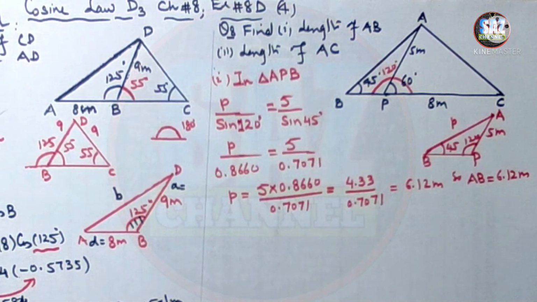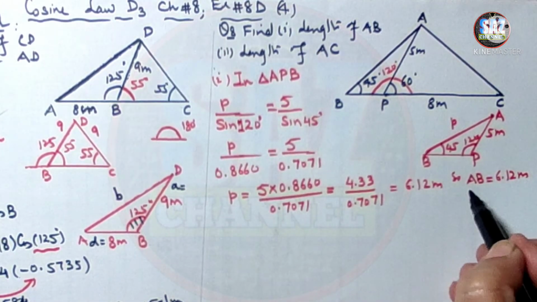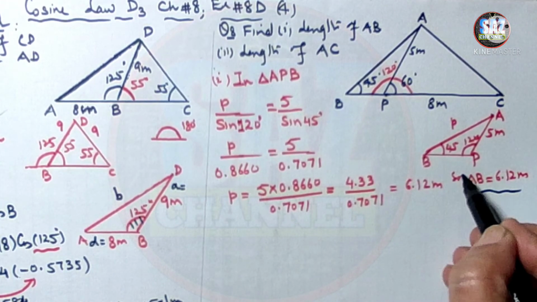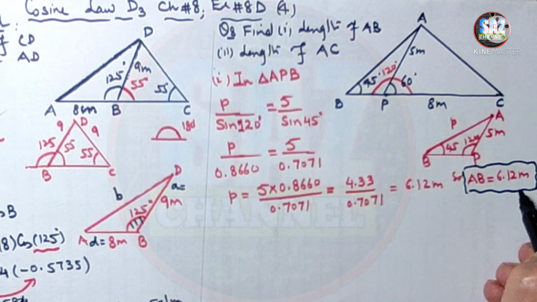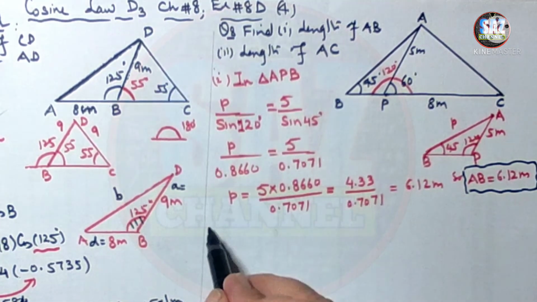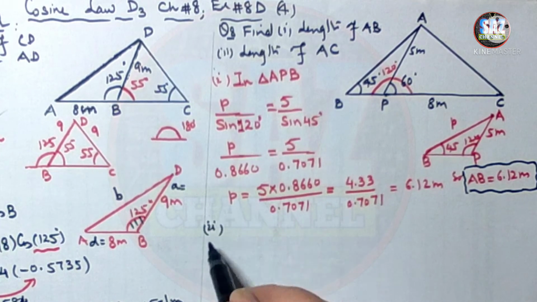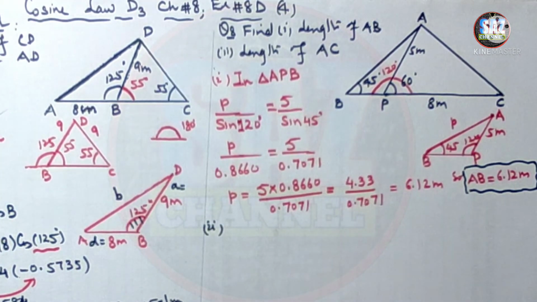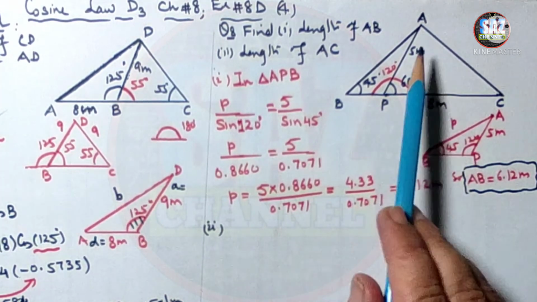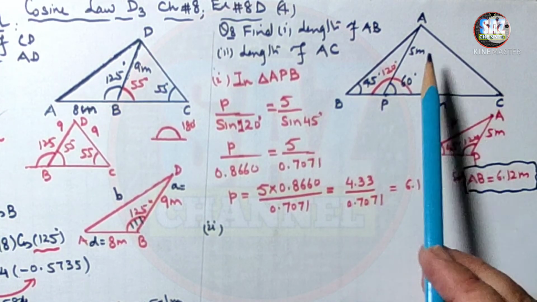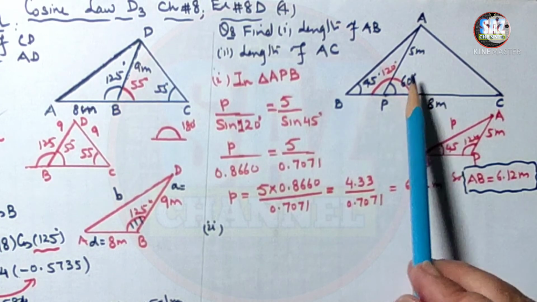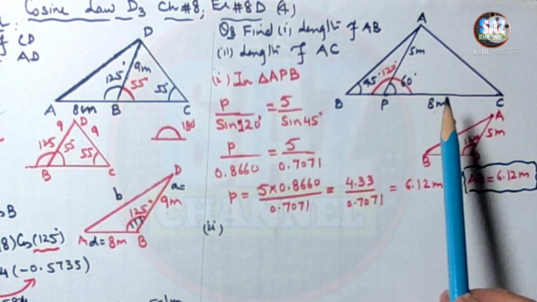If the previous exercise 8C is clear to you, then this part will not be difficult at all for my students. Integration of the previous lesson with the new lesson is really important, so you must watch and understand the previous lesson carefully. The second requirement of the question is the length AC. Now again look at the diagram carefully: AC can be calculated through the triangle APC. In this triangle we are given two sides and the included angle.